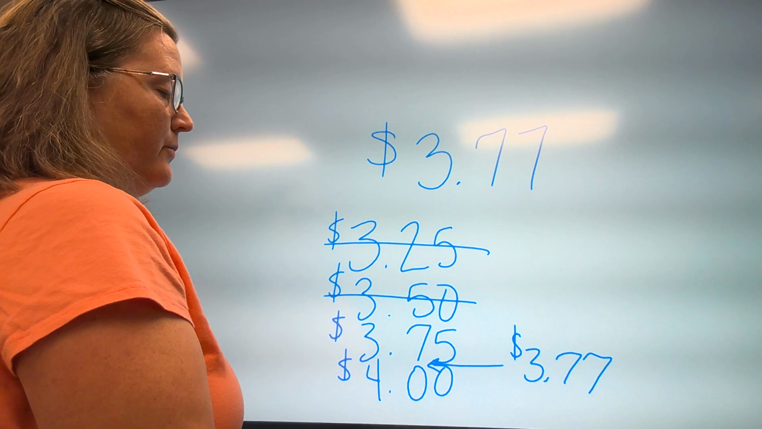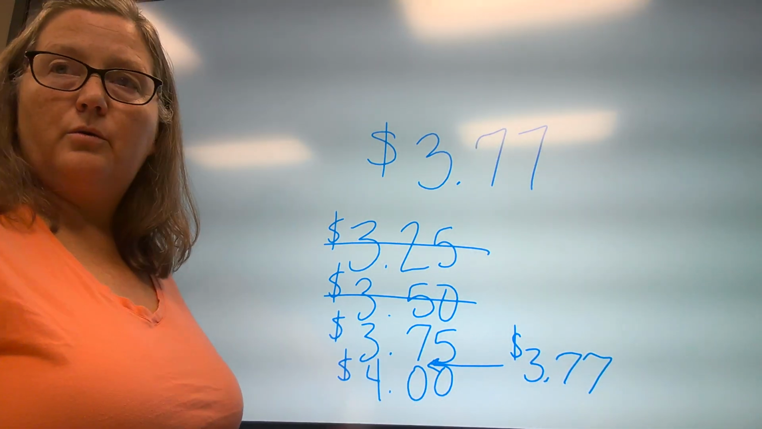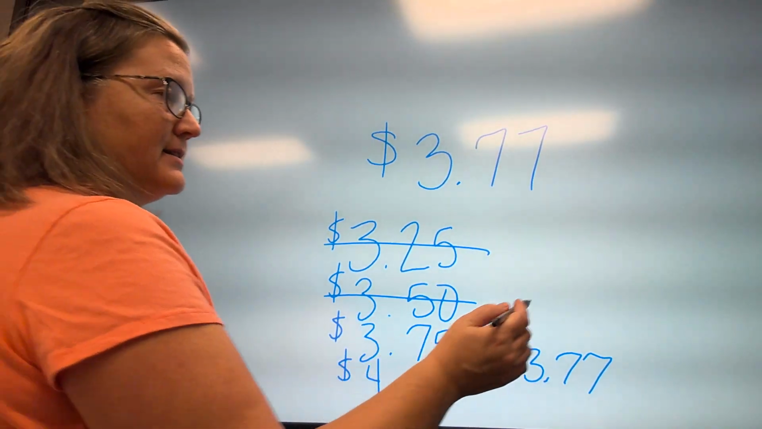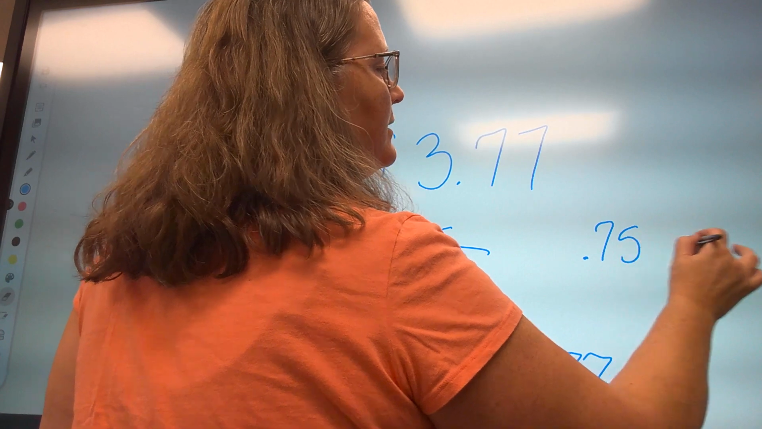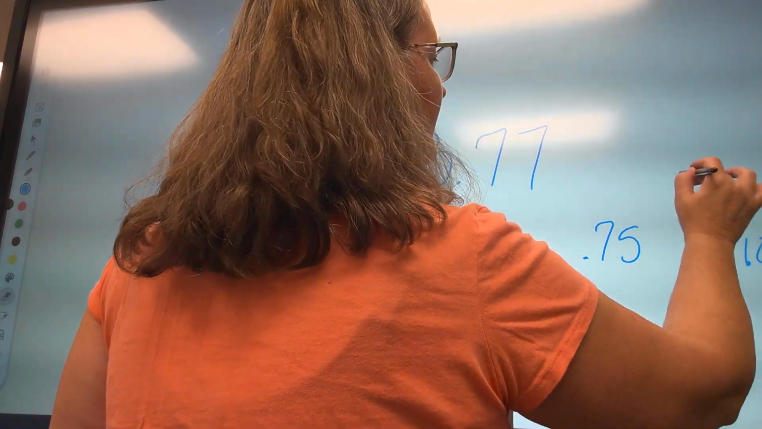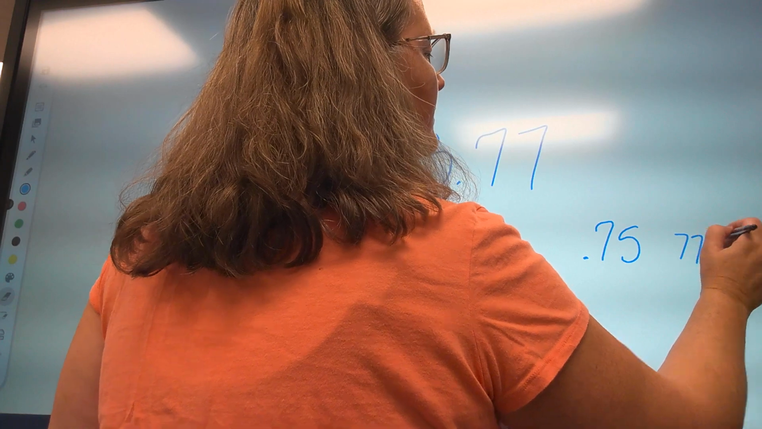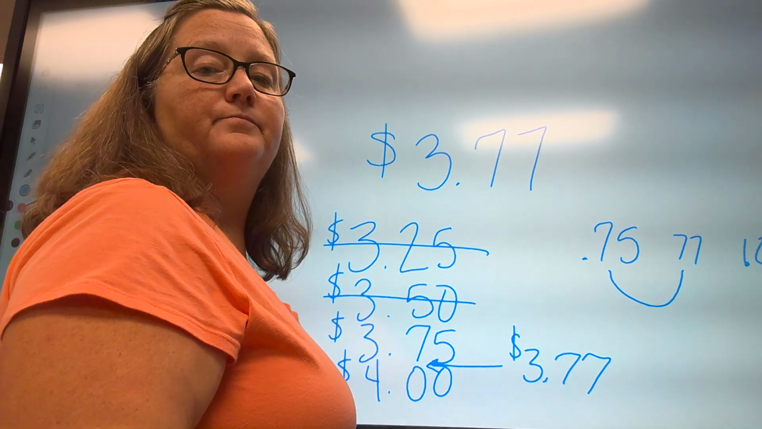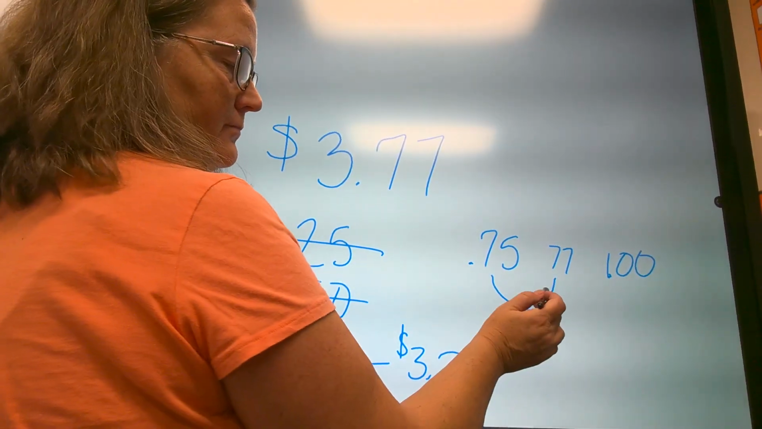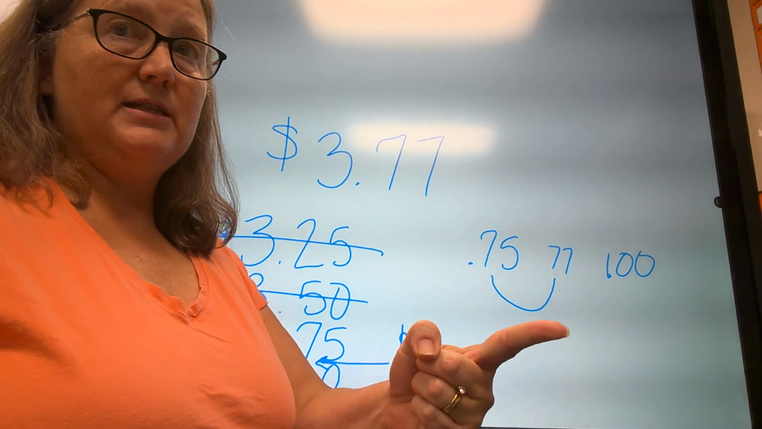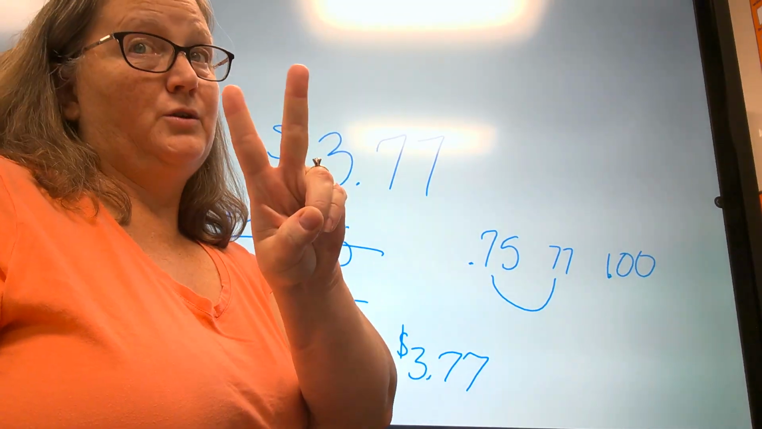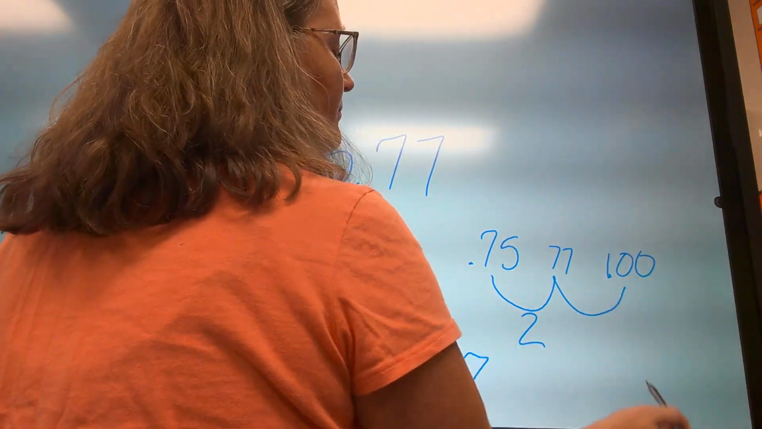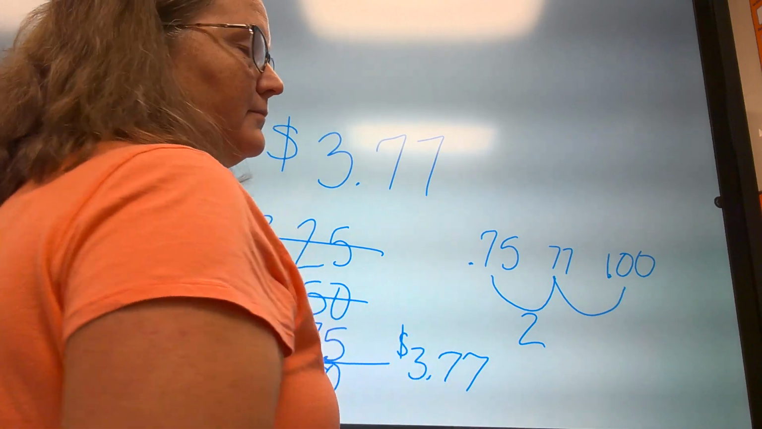Which one is it closer to, $3.75 or $4? Okay, so 77 cents. We have 75 here, and we have 100 here, and we have 77. How many do I go to get from 77 down to 75? Count backward: 77, 76, 75. We're 2 pennies away. And then from 77 to 100?